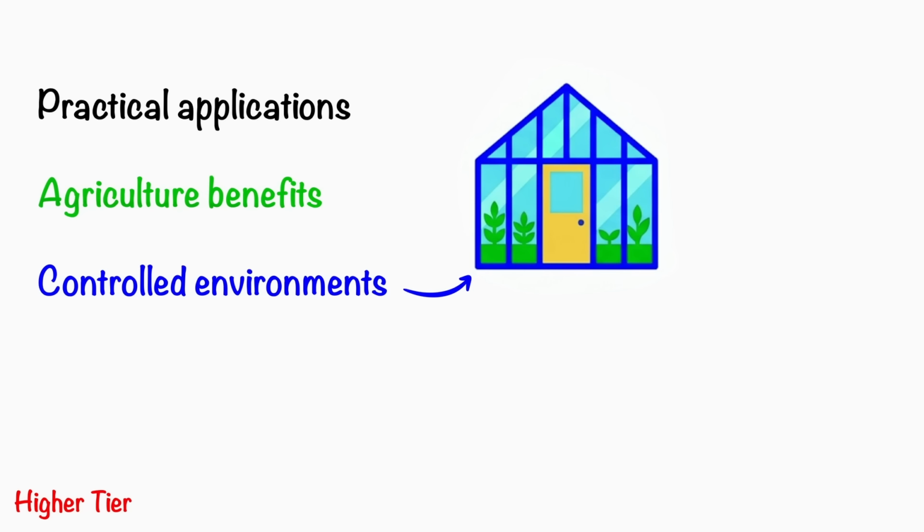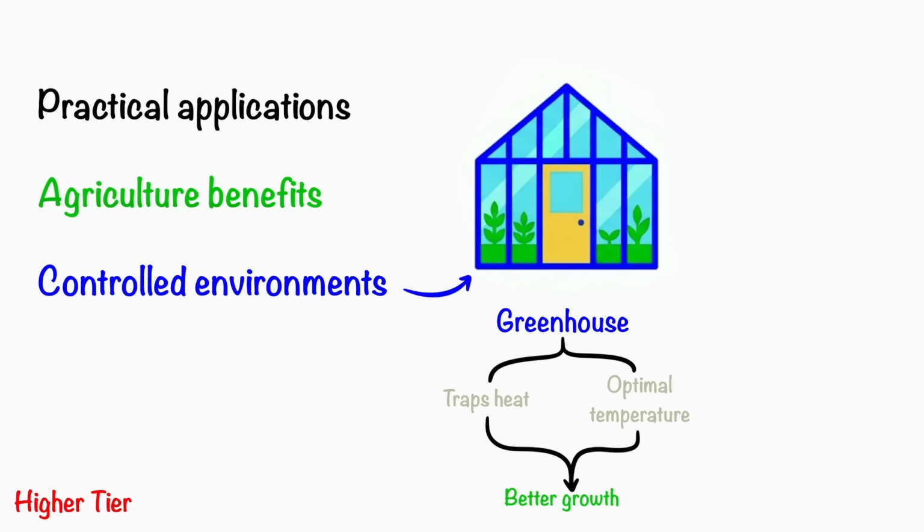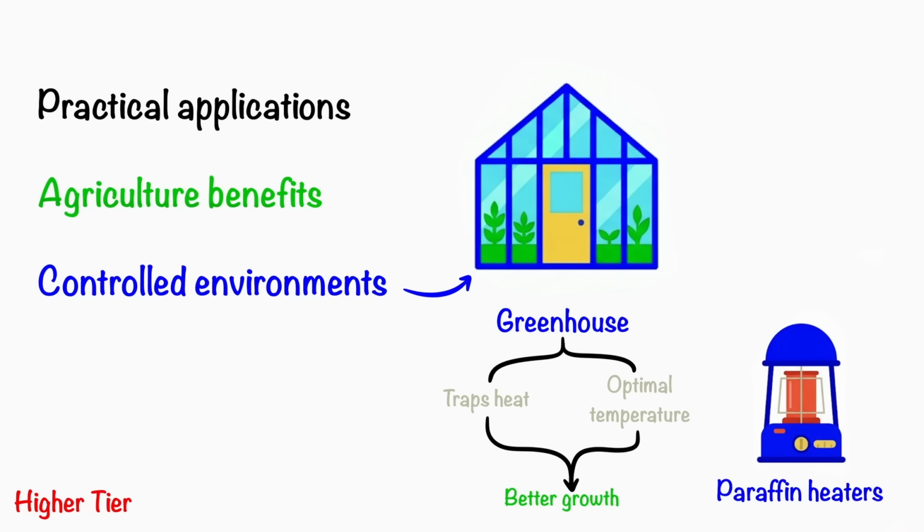Understanding photosynthesis and its limiting factors has important practical applications. In agriculture, farmers and gardeners create controlled environments like greenhouses to optimize conditions. Greenhouses help trap heat, maintaining optimal temperatures even when outside conditions are unfavorable. They can be equipped with heaters in winter or ventilation and shade in summer.